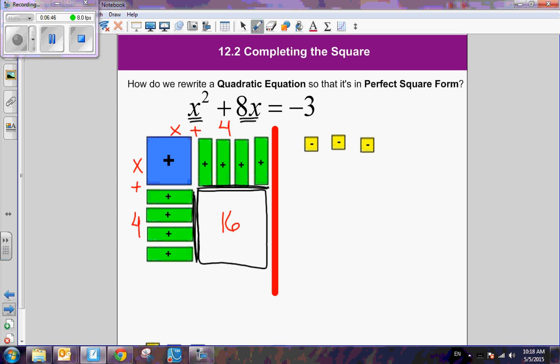Or another way of saying it is I took the 8 x's and divided it by 2. So 8 divided by 2 is 4, and then I squared that number. So I added 16 to both sides. Well, if I add 16 to the left side, then I must add 16 to the right side. So have I created a perfect square?